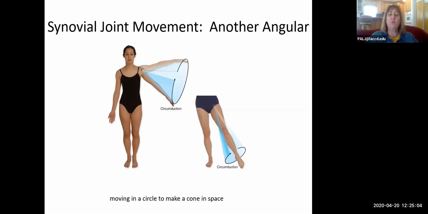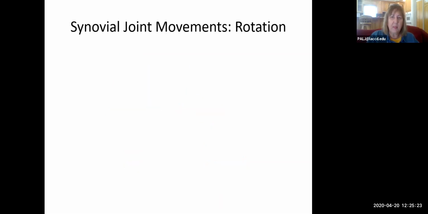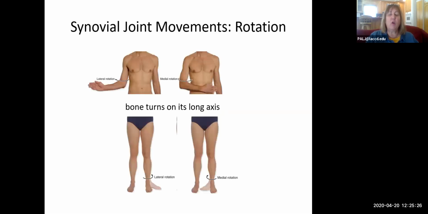Another angular movement is when we move in a circle, making a cone shape. That only happens in our 2 ball and socket joints, where basically we are putting a whole bunch of joint movements together to make a movement known as circumduction. Rotational movements are when the bone turns on its long axis. So here in your shoulder, turning it towards the midline would be medial rotation. If you're turning it away from the midline, that would be lateral rotation.